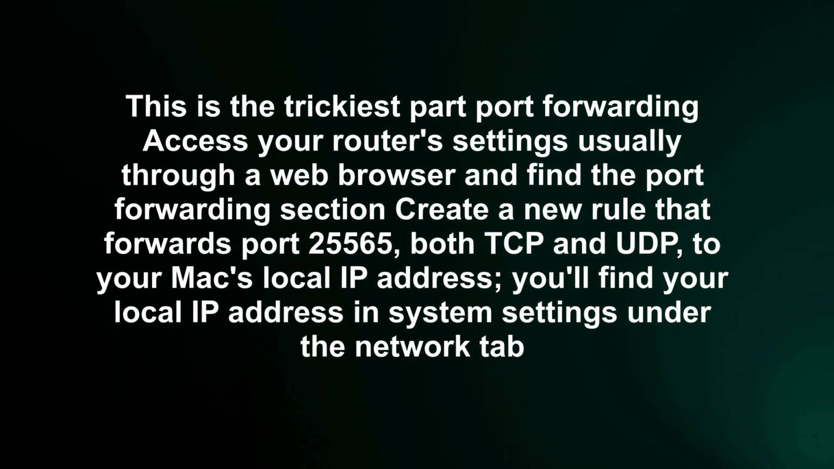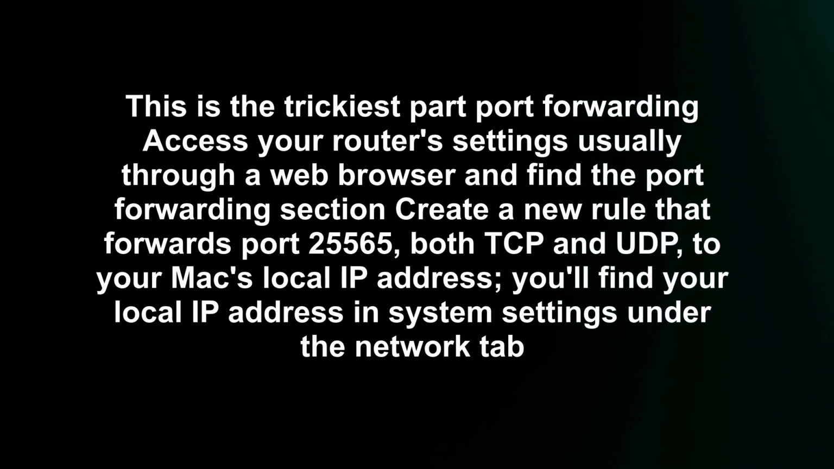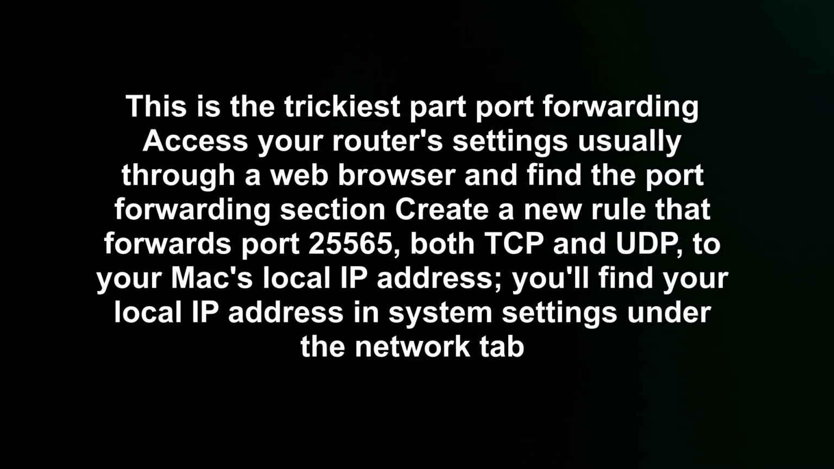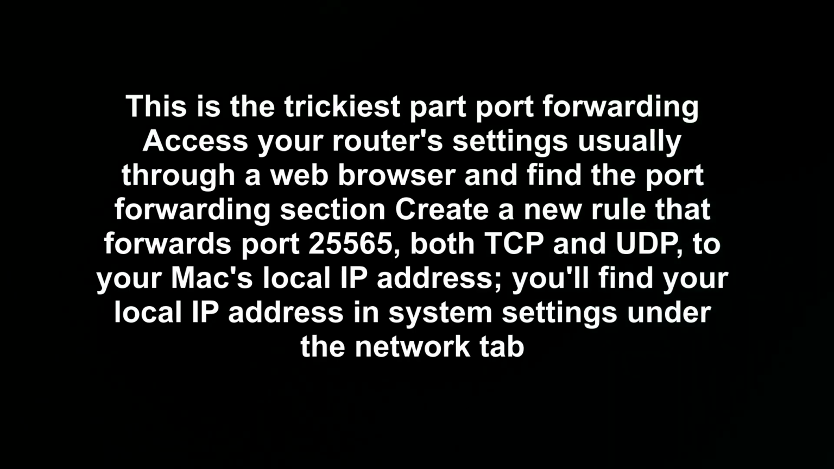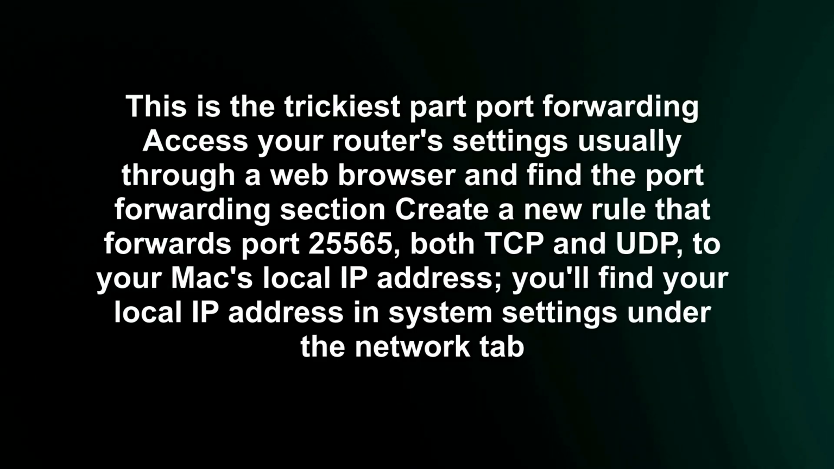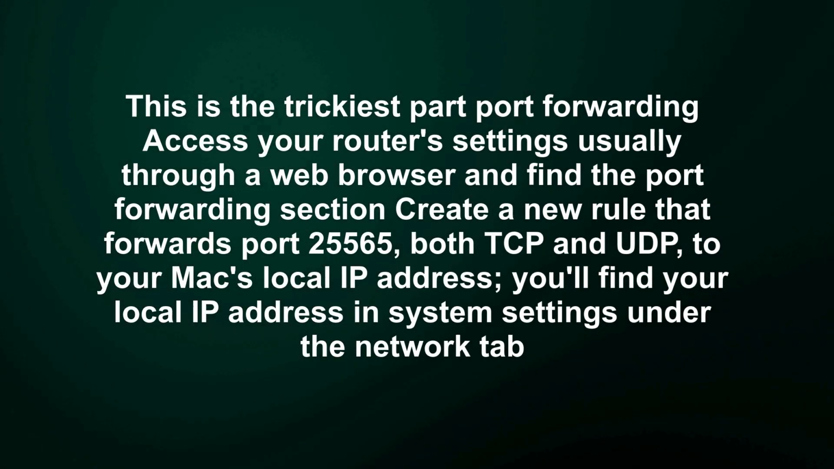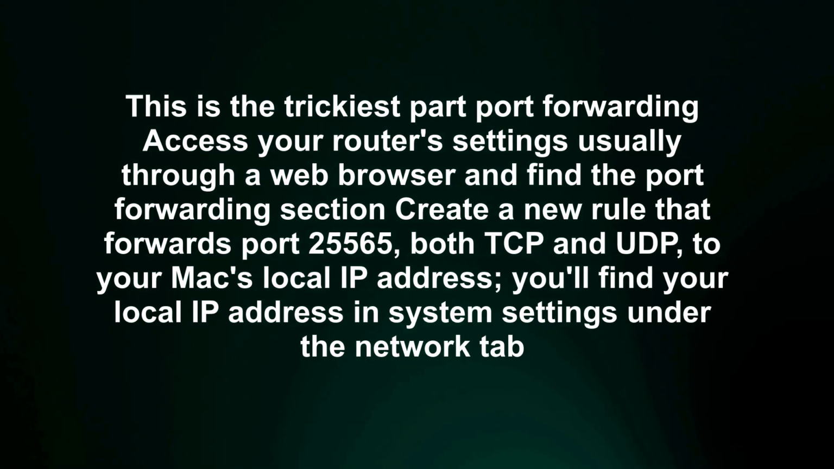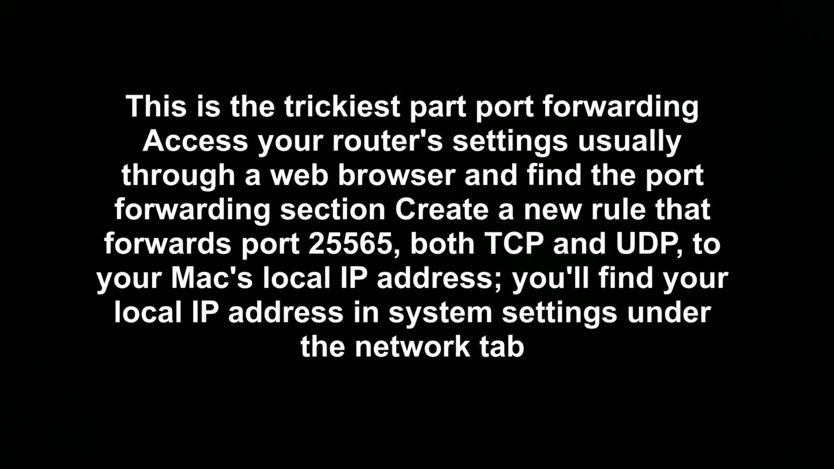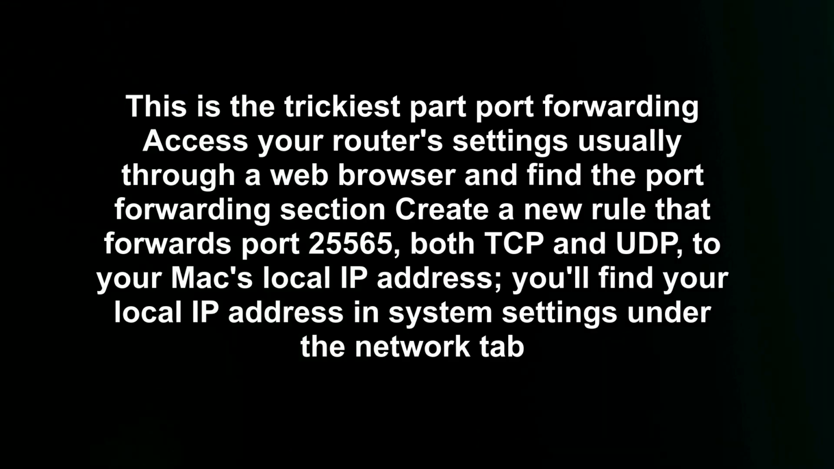This is the trickiest part: port forwarding. Access your router's settings, usually through a web browser, and find the port forwarding section. Create a new rule that forwards port 25565, both TCP and UDP, to your Mac's local IP address. You'll find your local IP address in System Settings under the Network tab.